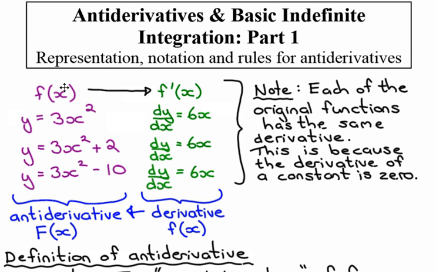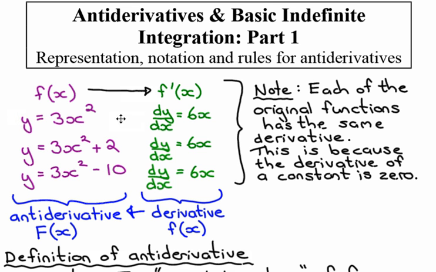So let's have a look at the following functions. Let's start with y equals 3x squared. If I want to differentiate that function, remember the 2 comes to the front, I times it by the 3, and then I subtract 1 from that 2, and I land up with my derivative being 6x.